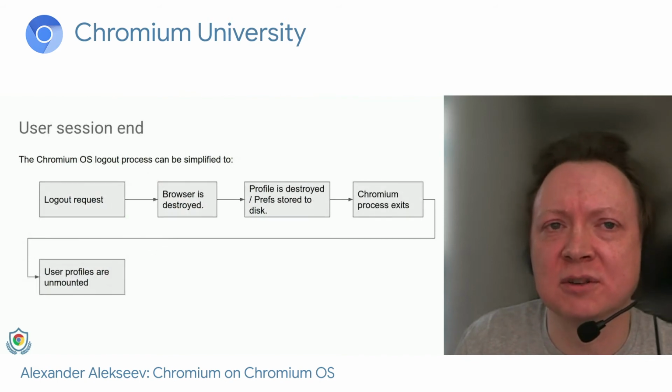The logout process is much simpler. After the user requests session end, the browser object is destroyed, profile preferences are synchronized to disk, the profile object is destroyed, and the Chromium process ends. This will trigger cryptohome unmount and the start of a new browser process.